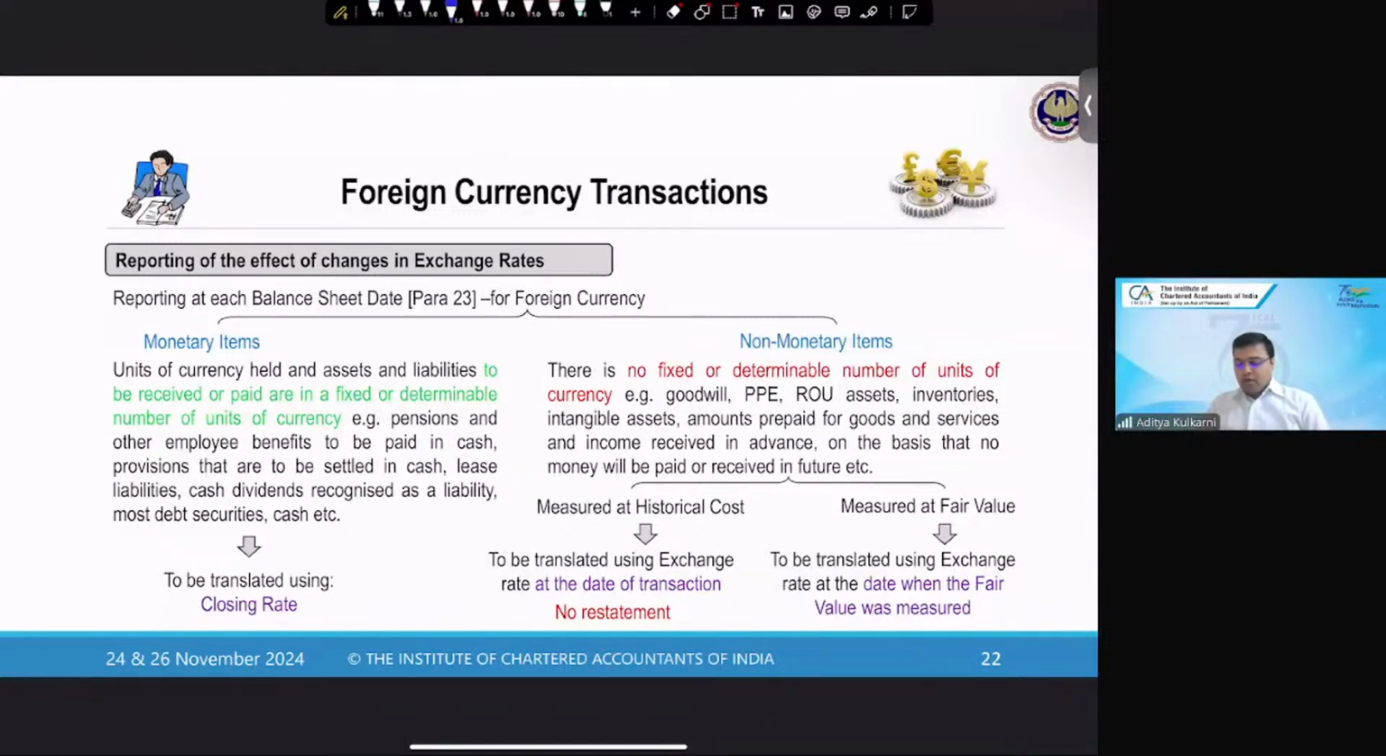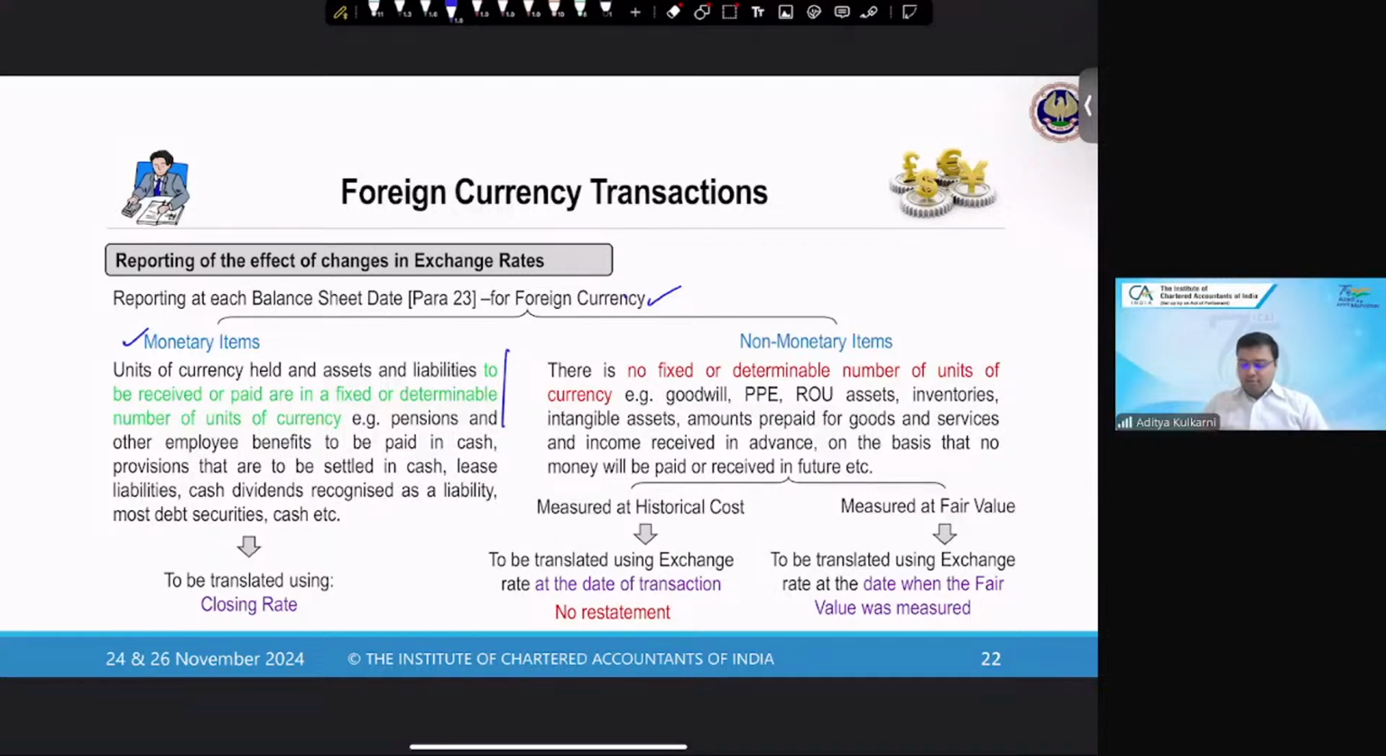Now, reporting at each balance sheet date. Are you aware of this? Come on, monetary items. Do I do a translation of these monetary items at the closing date? Yes or no? Yes, sir. And we use the closing rate. So what are monetary items?